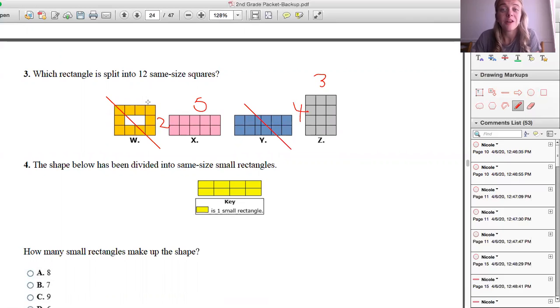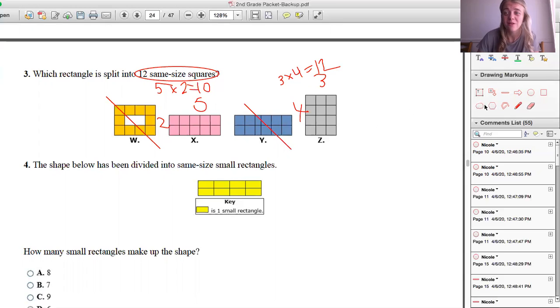If we're trying to figure out the area, we have to multiply each side. So 5 times 2 equals 10. And 3 times 4 equals 12. This is where you need to go back into the problem and find out what it's looking for, 10 or 12. We know that it's looking for 12, so we can circle Z.